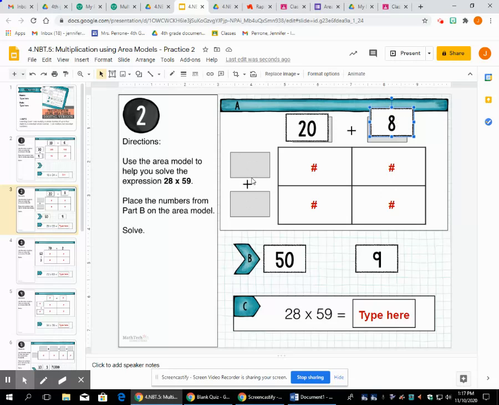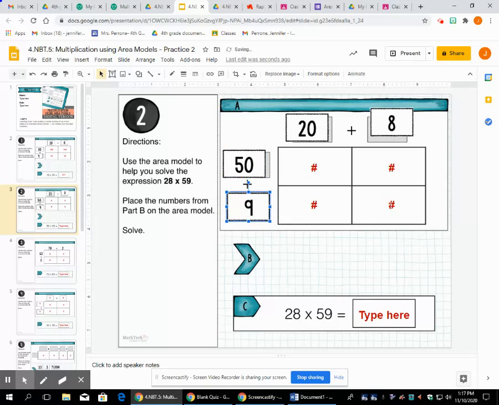Now we're going to go to the side, and here we're going to break up the number 59. If I look at the 5, that is worth 50. So I'm going to put a 50 on the side. Please look at the video to make sure yours match up. I'm going to do the same thing. I have a 9 in the ones, that is worth a 9.